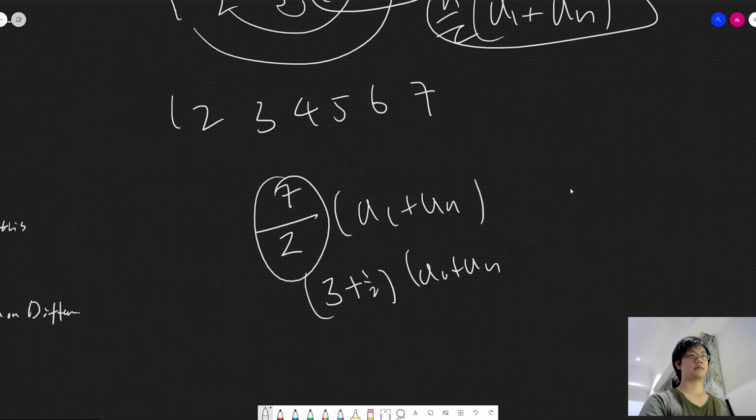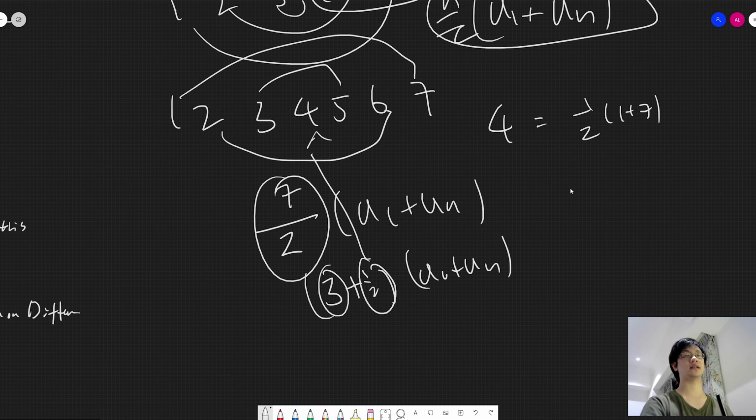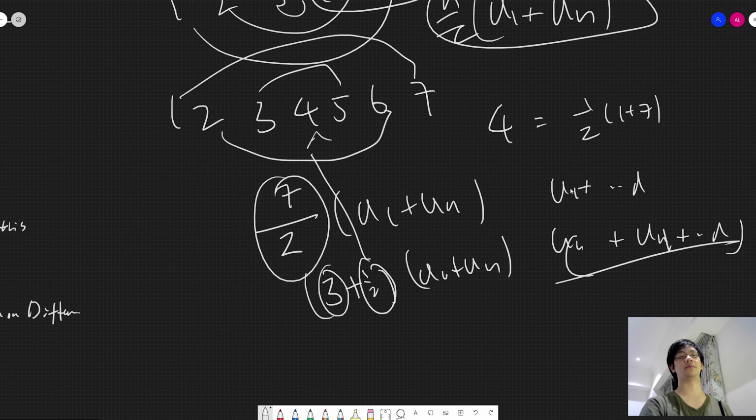Okay, right. So this 3 corresponds to these 3 pairs. Right? And then the half will correspond to the middle term, because 4 equals half of 1 plus 7 exactly. And this works in every case. If you're interested, you can do a bit more generalization to see how it works. But basically, if you write everything as u1 plus something times d, you'll realize that the middle term is actually half of u1 plus the last one.